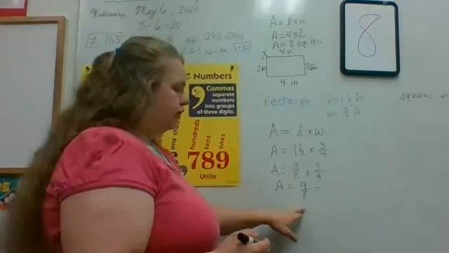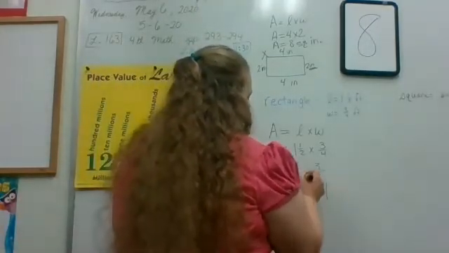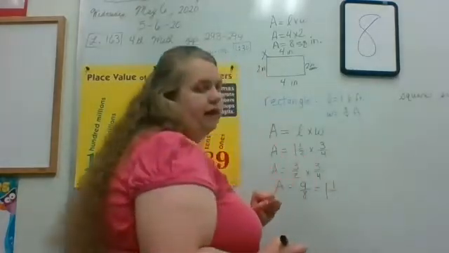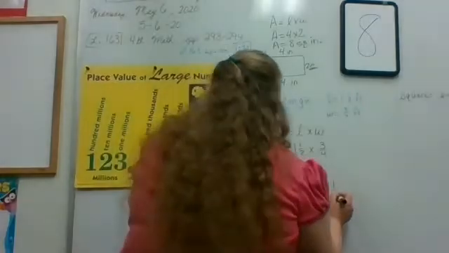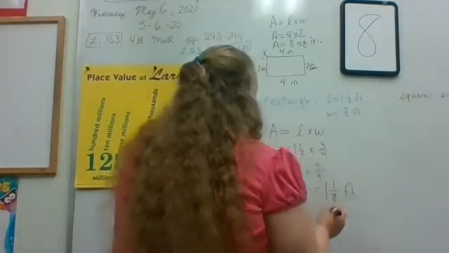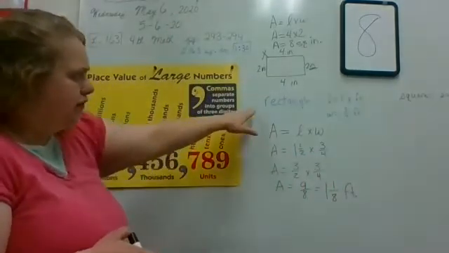We're going to reduce this. 8 goes into 9 how many times? 1 time. How many are left over? 9 minus 8? 1. And then we put it over what number? 8. 1 and 1/8 of a foot is the area of this rectangle.